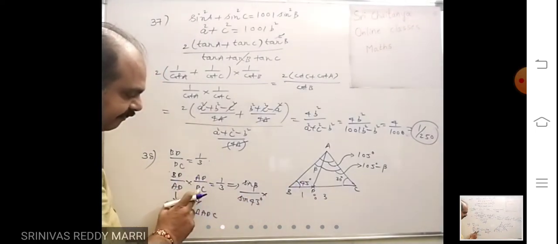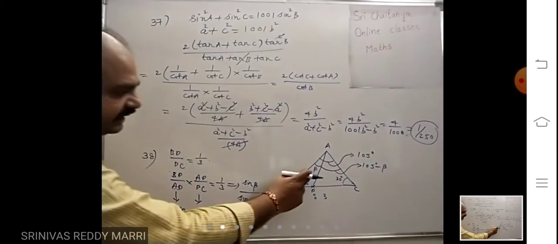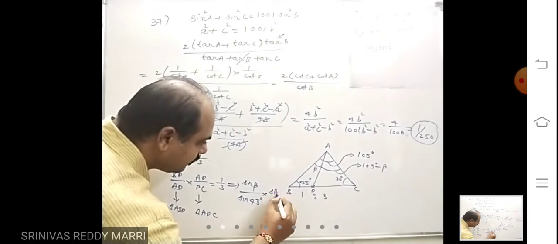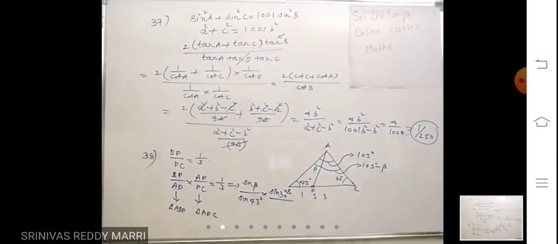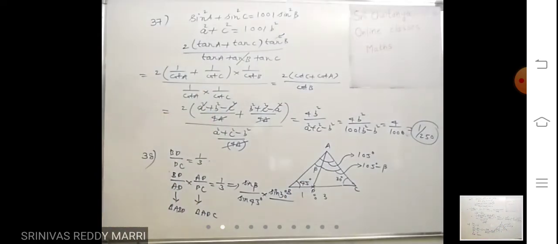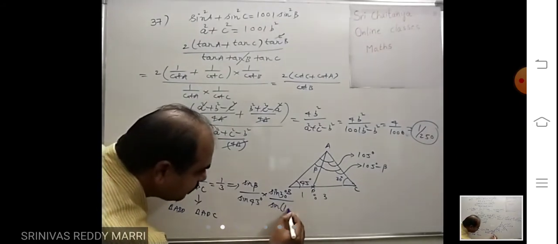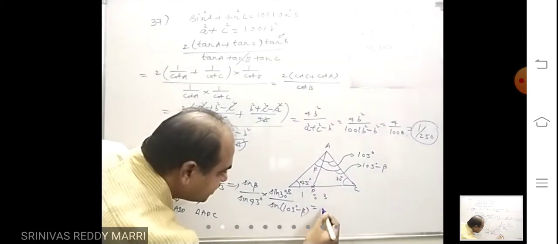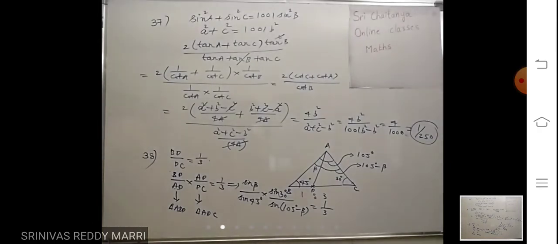Now look at AD by DC in triangle ADC. In triangle ADC, the AD opposite angle is sine 30, divided by DC. The DC opposite angle is 105 minus beta. That means sine of 105 degrees minus beta, and this is 1 by 3.